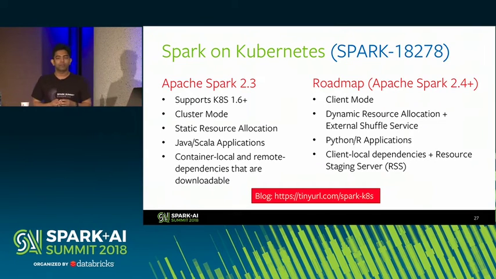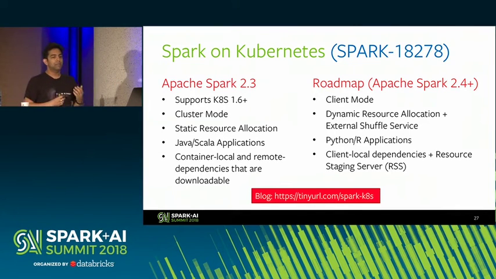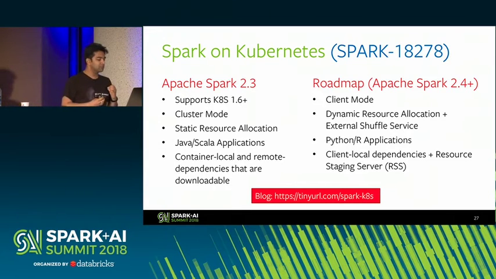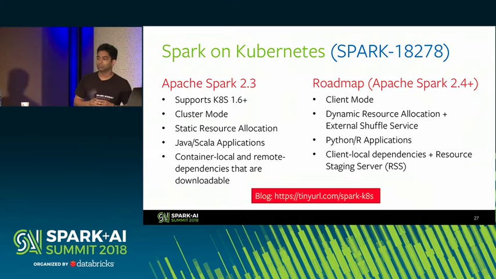So what's there in Spark Kubernetes? In Spark 2.3, we support Kubernetes 1.6 plus. We support cluster mode for now, because the driver and the executors run on these Kubernetes pods. The client mode is coming up and should hopefully be supported in future versions of Spark. We currently have static resource allocation and dynamic resource allocation, and the external shuffle service support is hopefully coming in future versions. We have Java and Scala application support for now, and Python and R would be in a subsequent release. And then we have container local and remote dependencies that are downloadable. In the future roadmap, we have client local dependencies and this concept of a resource staging server that we'll have.